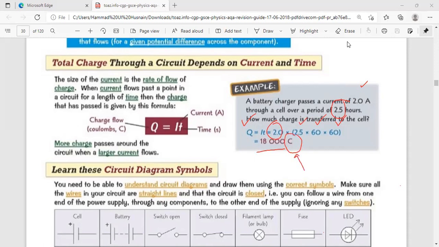And what does this C mean? Basically C is coulomb, the unit of charge, right? The unit of charge is called coulombs, right?